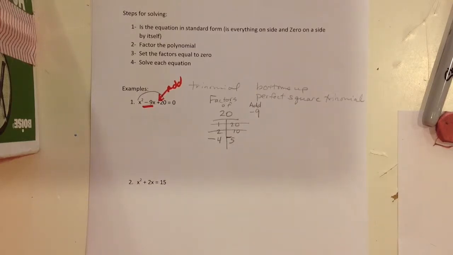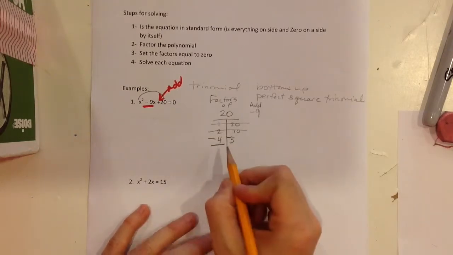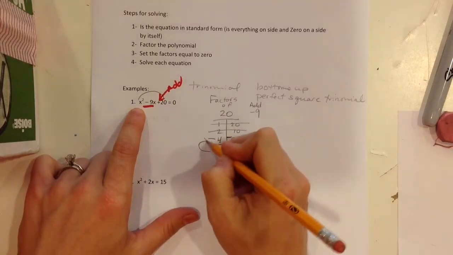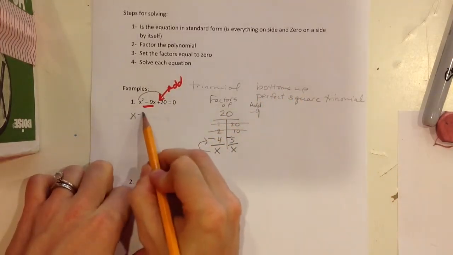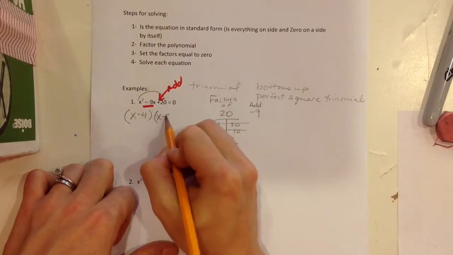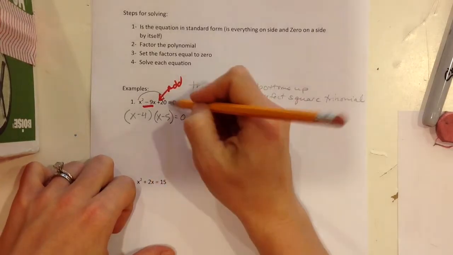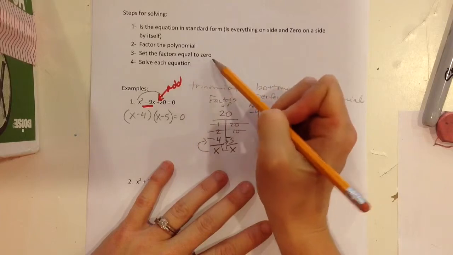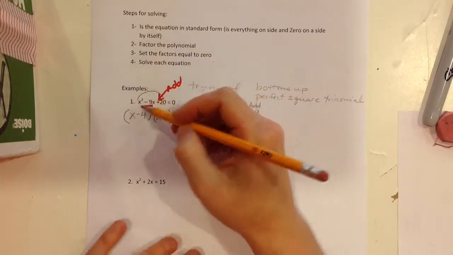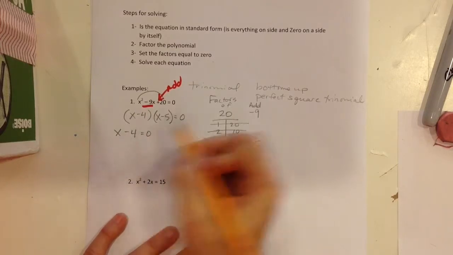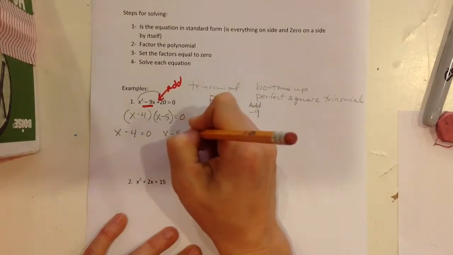And so notice that your steps: I have gotten my equal 0. I've factored my polynomial. Now I'm going to do my bottoms up. So I'm going to divide by my x, my leading term. So when I do my bottoms up, I have x minus 4 and x minus 5. We are not done here. Bring down your equal 0. This is where we set the factors equal to 0 and solve the equation. So the factors, this is a factor and this is a factor. So I have x minus 4 equals 0 and x minus 5 equals 0.